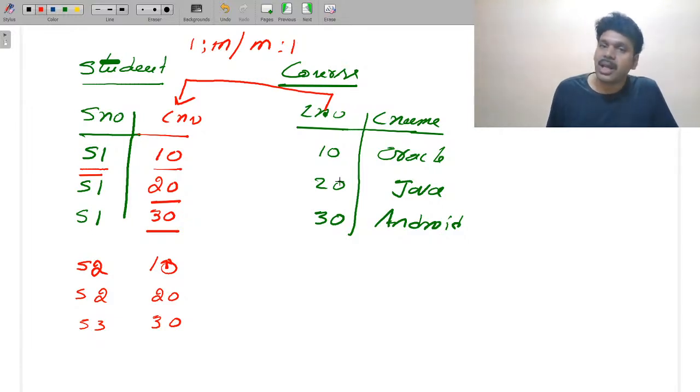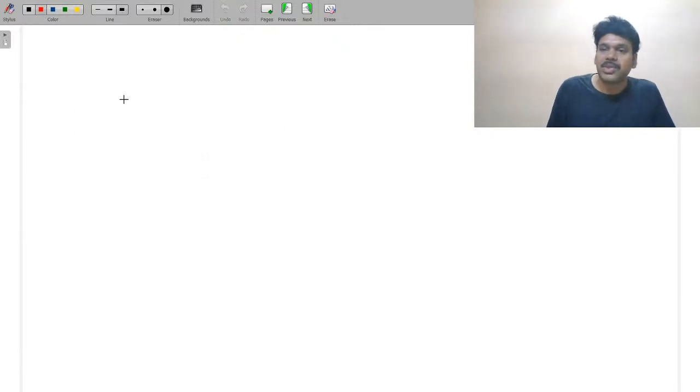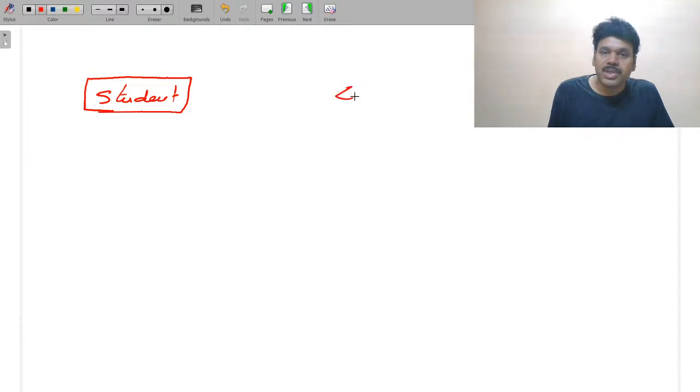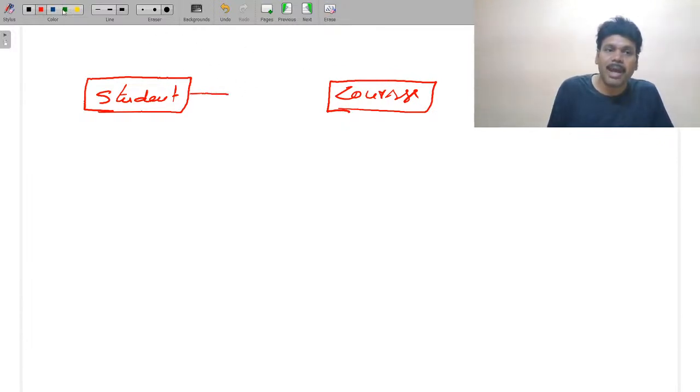Now I will give you another scenario. Please observe, friends. Every example you need to observe. You can easily score 1 to 2 marks, no doubt. So I am saying here, student is an entity and a course is another entity. There is a relationship between them, because without a relationship you cannot map the data. This is the relationship symbol.